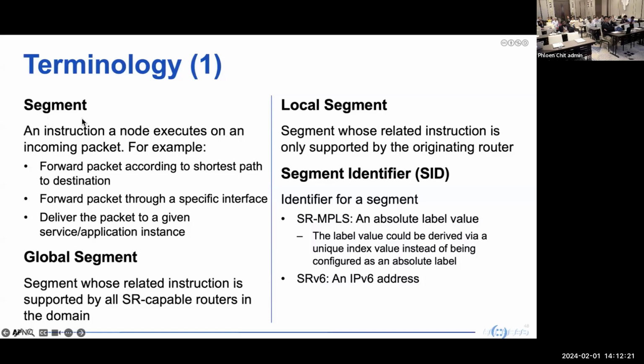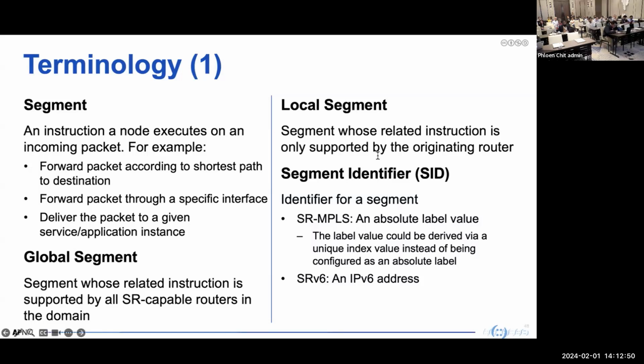Here, to forward the packet according to the shortest path to the destination, this is typically the case if the segment is a node. And then to forward the packet through a specific interface, this is the situation where a segment is an interface connecting to the neighboring router, which we call an adjacency segment. And then for delivering the packet to a given service or application, this is the case that I said, to trigger a function at the destination router.